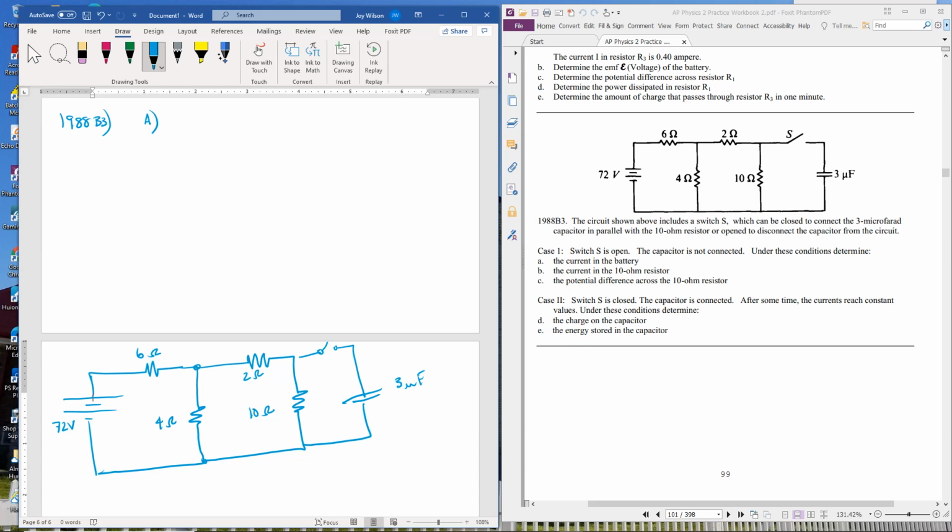Capacitor's not connected. Under these conditions, determine the current in the battery, the current at the 10 ohm resistor, and the voltage at the 10 ohm resistor. Okay, so how are we going to do the current at the battery? Well, the voltage at the battery equals the current at the battery times the resistance at the battery. But the resistance at the battery is the total resistance for the circuit.